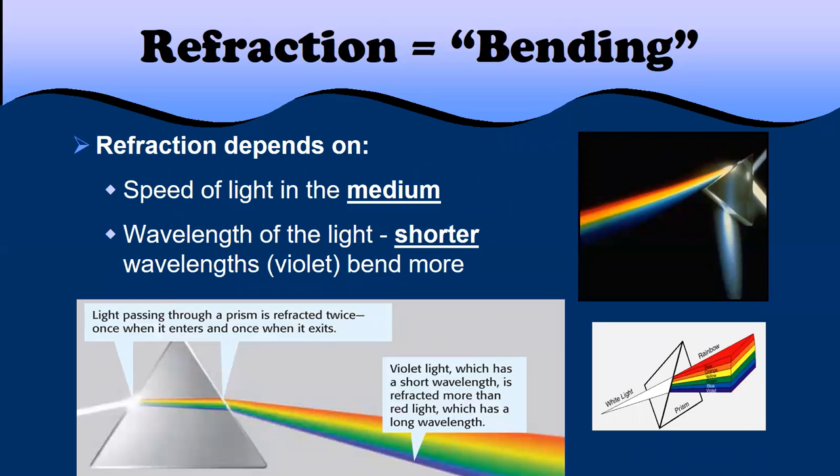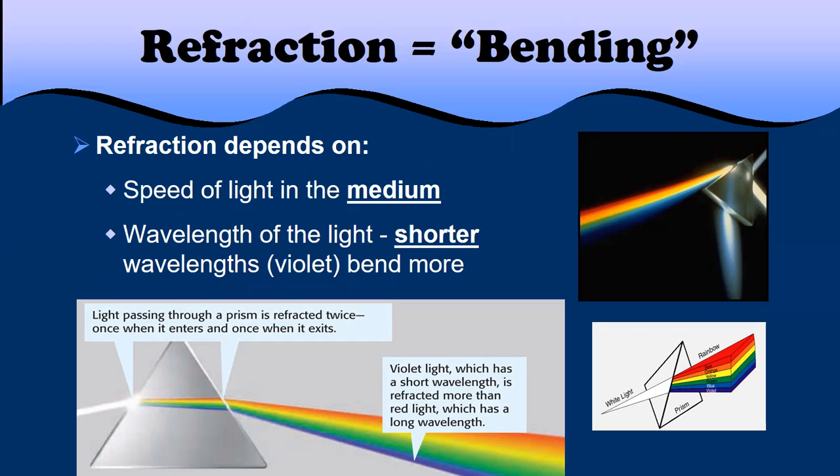Now, refraction depends on a couple things. It depends on the speed of light in the medium, okay? So in a medium of air, the light travels faster than it does in a medium of water. So it depends on the speed of light in the medium and the wavelength of the light, right?